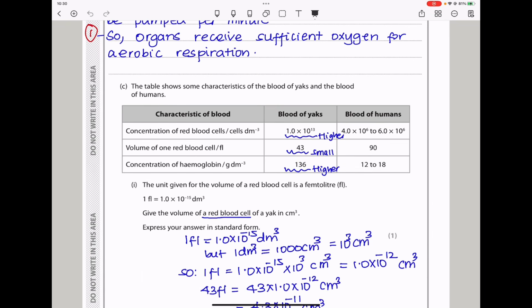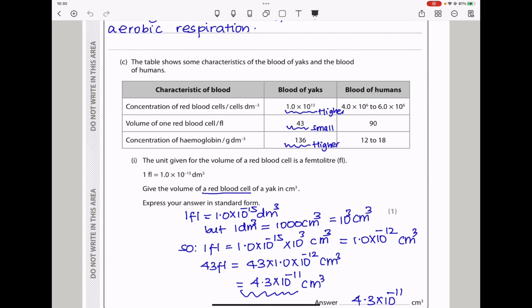Down here, the table shows some characteristics of the blood of yaks and the blood of humans. So we can see we're going to compare yaks and humans. The concentration of red blood cells, we can see 1 times 10 power 13. This is higher compared to that in humans. The volume of one red blood cell, we can see it's smaller in comparison to the humans. Then the concentration of hemoglobin is quite high compared to the humans.